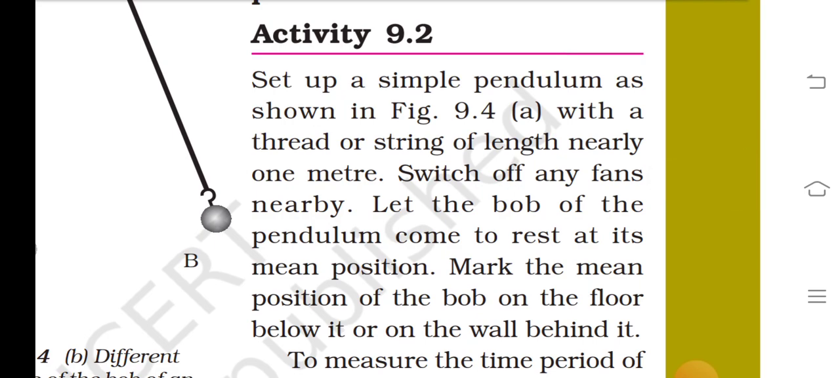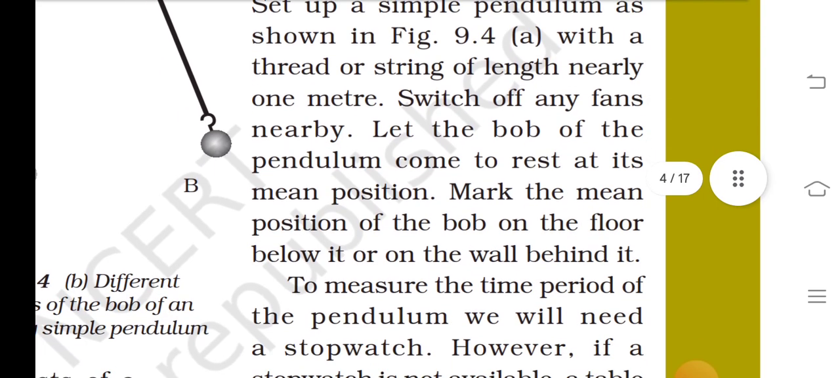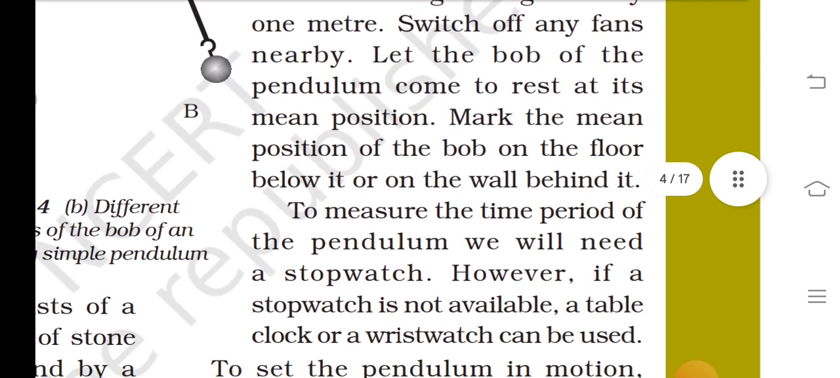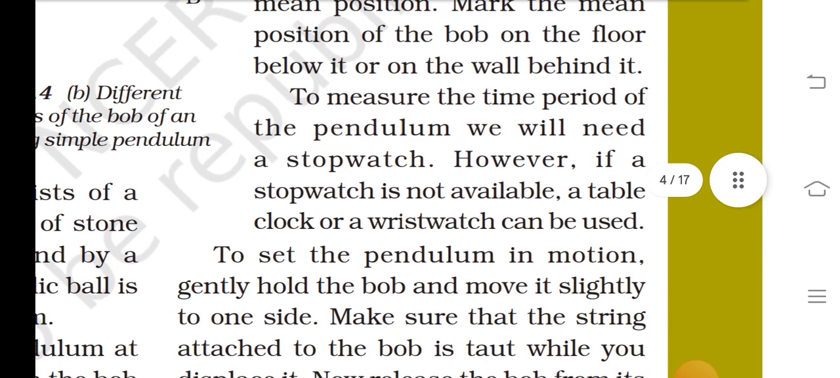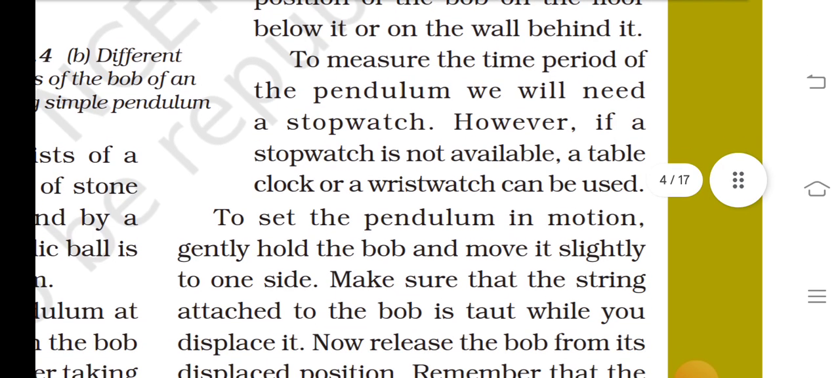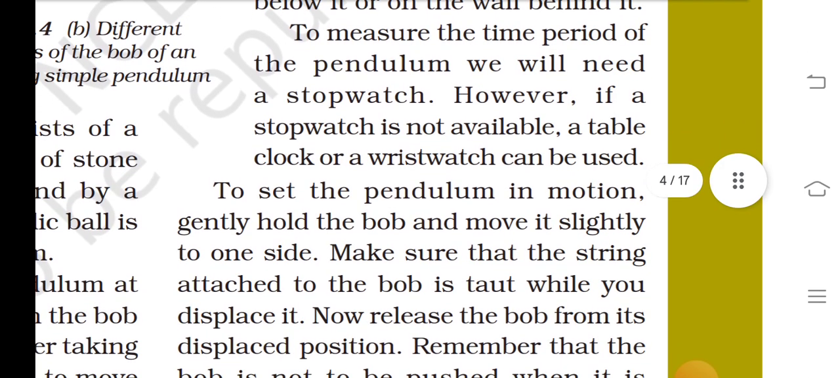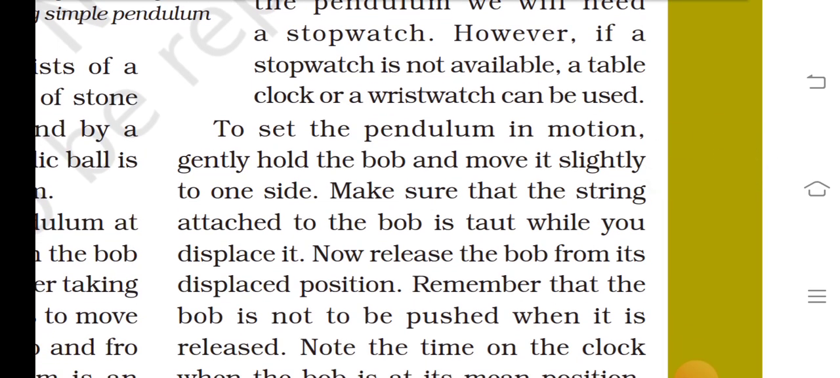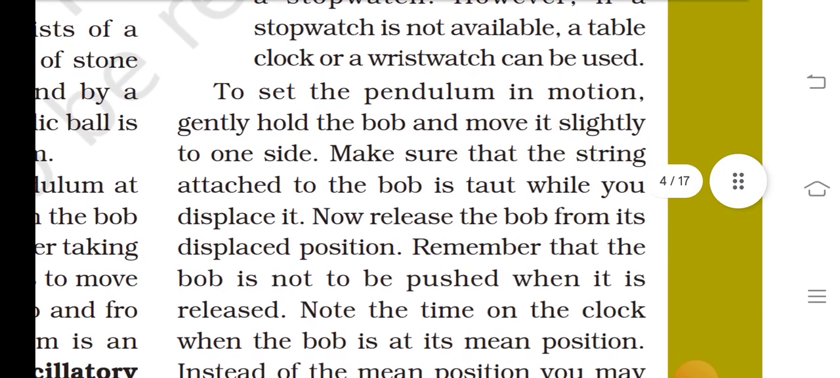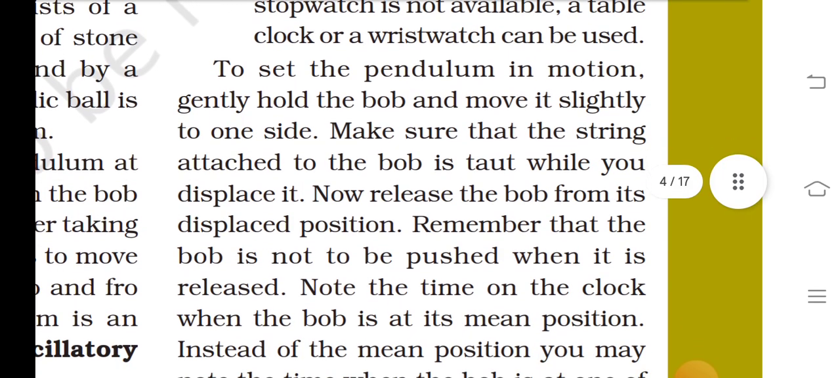Activity 9. Set up a simple pendulum as shown in figure 9, with a thread or string of length near 1 meter. Switch off any fans nearby. Let the bob of the pendulum come to rest at its mean position. Mark the mean position of the bob on the floor, or on the wall behind it. To measure the time period of the pendulum we will need a stopwatch. However, if a stopwatch is not available, a table clock or wristwatch can be used.